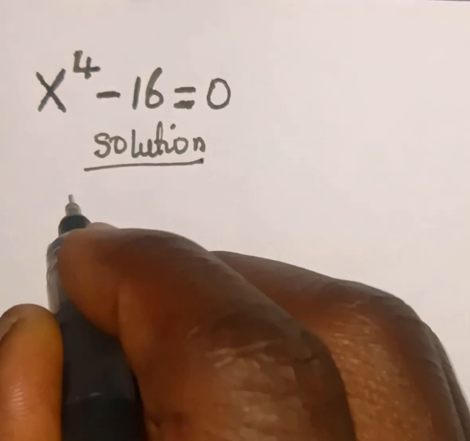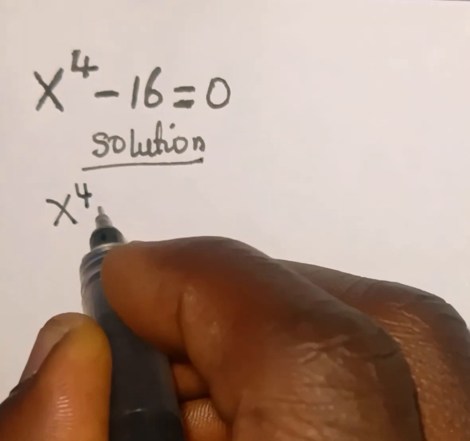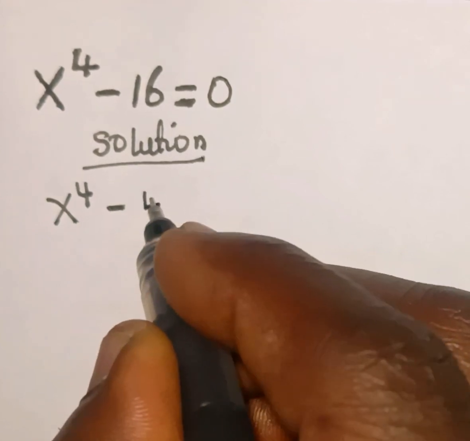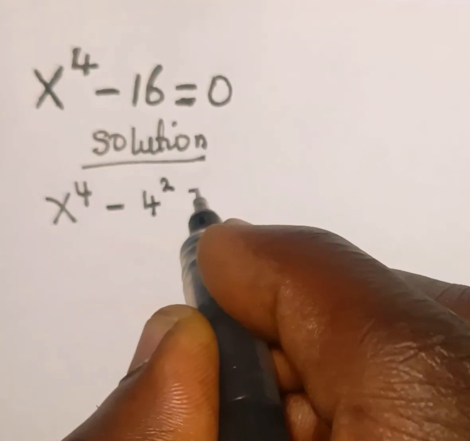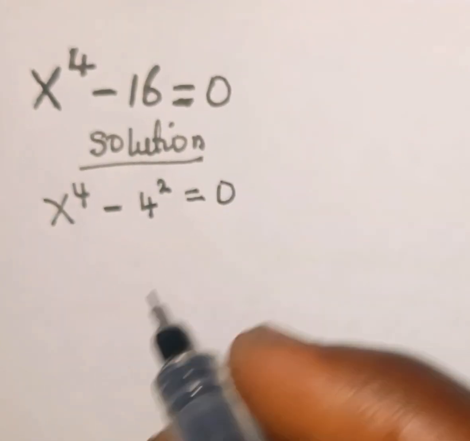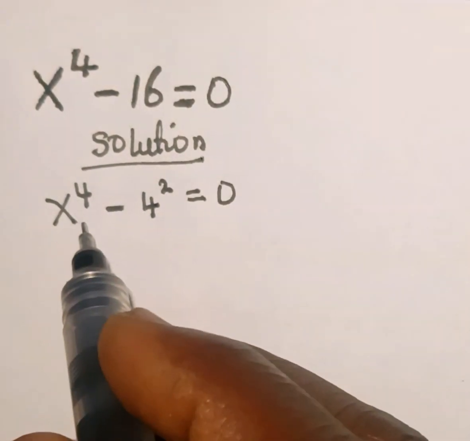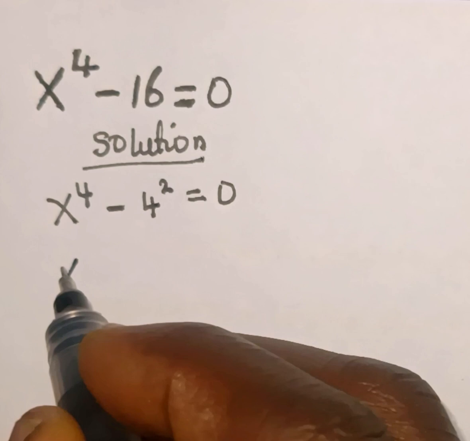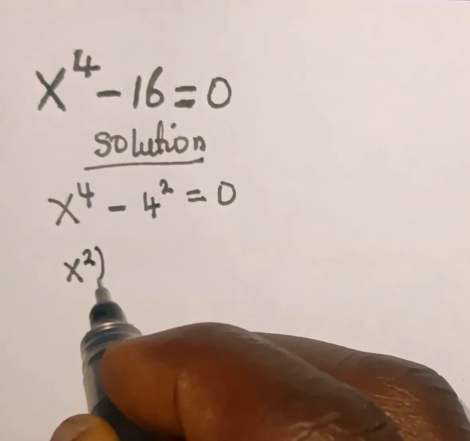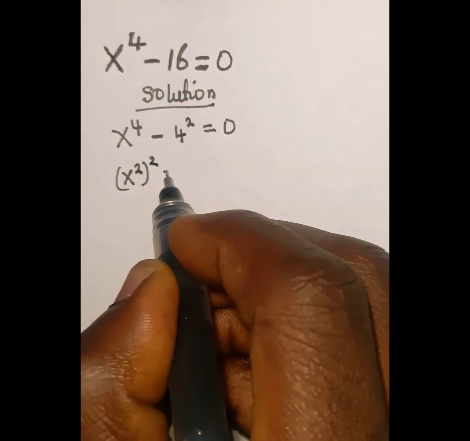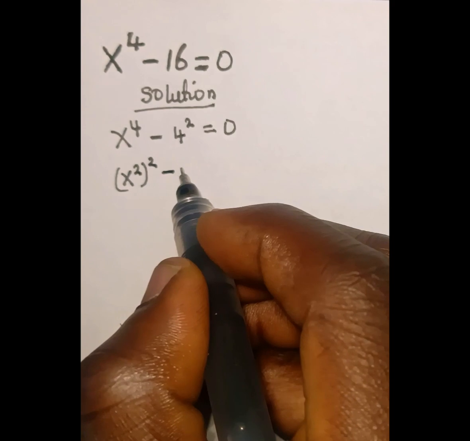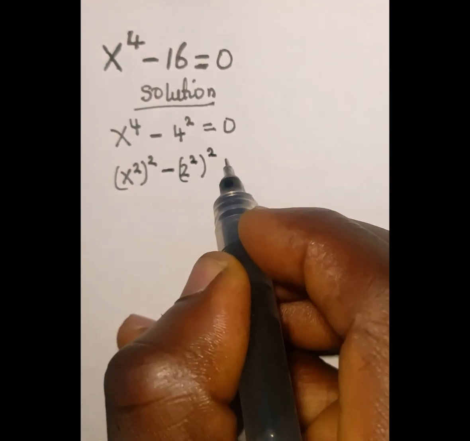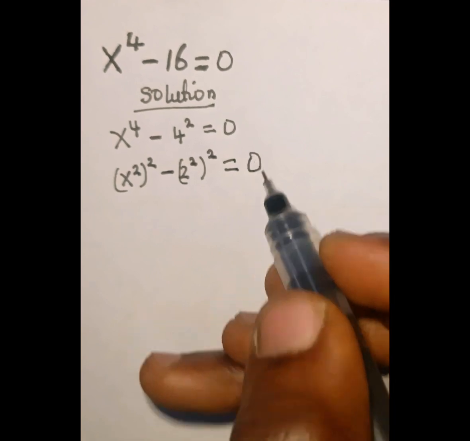So now, the given equation is x to the power 4 minus 16, and this 16 can also be written as 4 raised to the power of 2, which is equal to 0. The next thing we're going to do, we can still break this down. This x to the power 4 can also be written as x raised to the power of 2, all raised to the power of 2, then minus 4, which is the same as 2 raised to the power of 2, all raised to the power of 2, which is equal to 0.